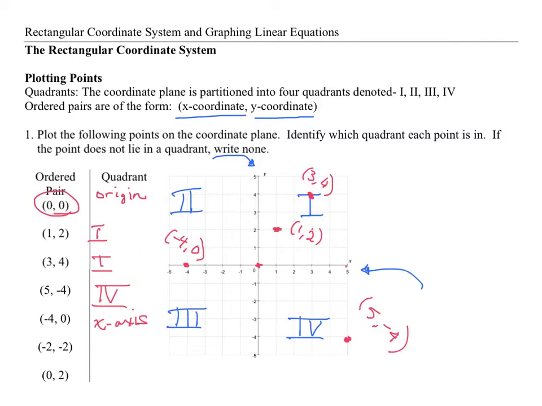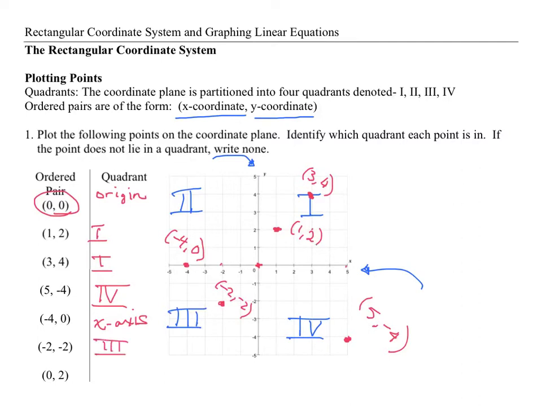Next one is -2, -2. So I start at the origin. I'm going to go left 2 and then down 2. So this will be -2, -2. And that's in quadrant 3.